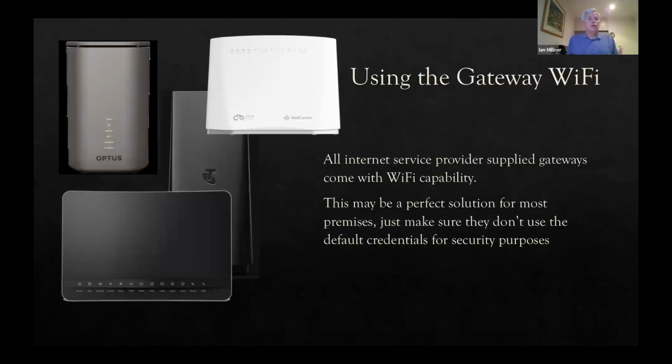So, using your own gateway: all the internet service providers I was mentioning provide a gateway that has Wi-Fi. We call it a gateway because it actually does your modem, so it literally decodes the incoming signal from your DSL line, ADSL line, fiber to the node, whatever interface you're using, and then provides that, typically on Ethernet ports and Wi-Fi at the other end. Now, this might be a perfect solution for most premises. Notice what we say there: just make sure they don't use the default credentials for security purposes. So you might as well do that.